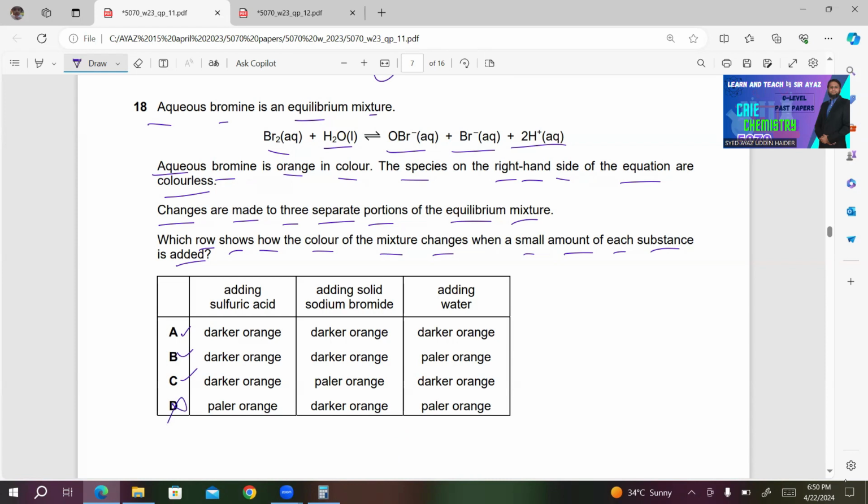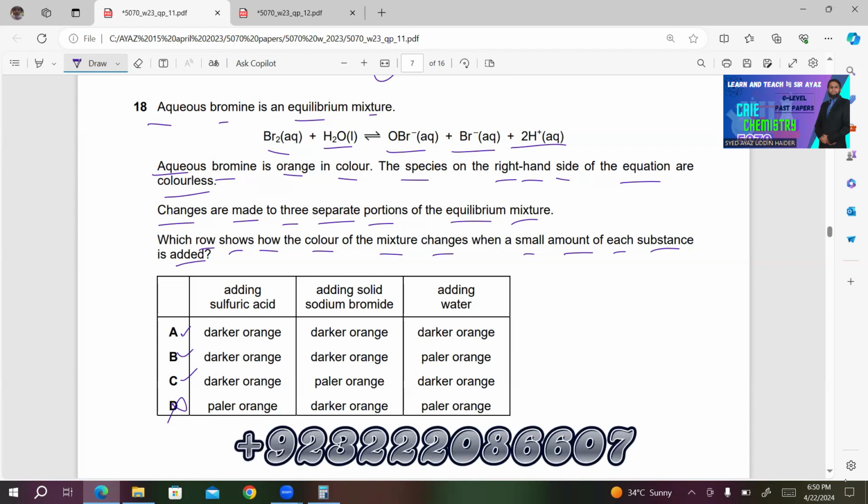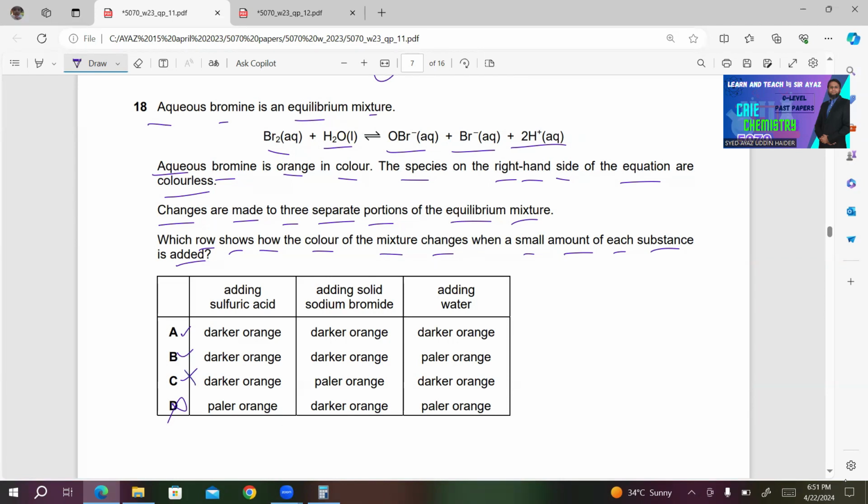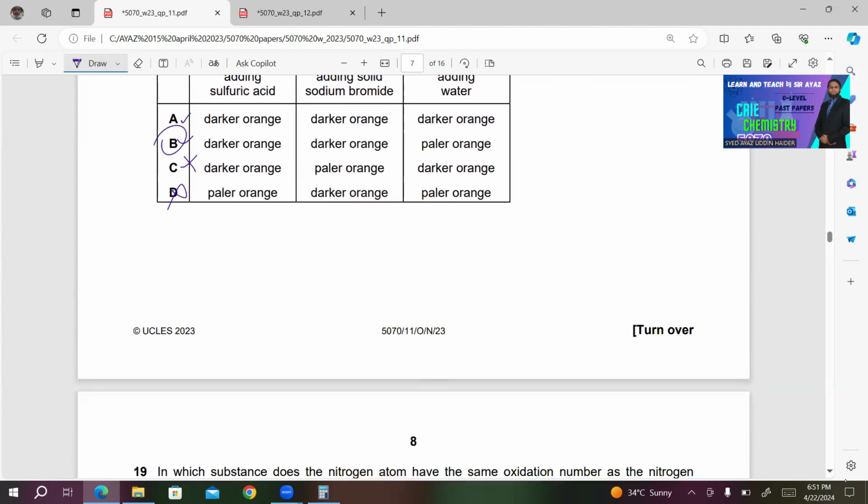What will happen if you add solid sodium bromide? It will again turn darker orange. So C is incorrect. Either A is correct or B is correct. What will happen if you add water? It will become paler orange because of the formation of Br-. So B must be the right answer in this case. Number 19.